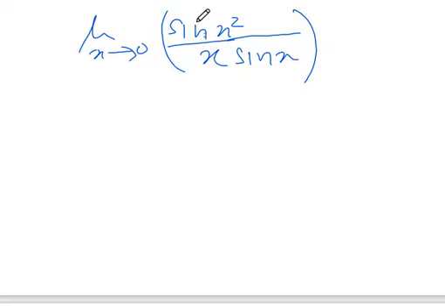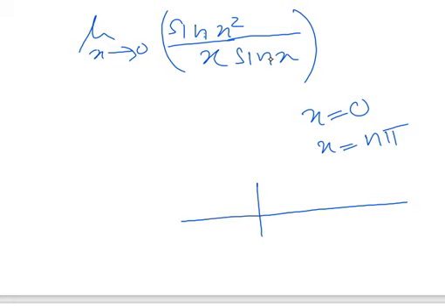First of all, look at this function here. If you want to define this function, you know that the denominator should not be equal to 0. So we know that the denominator is equal to 0 whenever x is equal to 0 and x is equal to n pi. You know the sine curve, right? Here we have sine of x. So sine of x is equal to 0 at n multiples of pi. So here 0, this is pi, this is 2 pi.